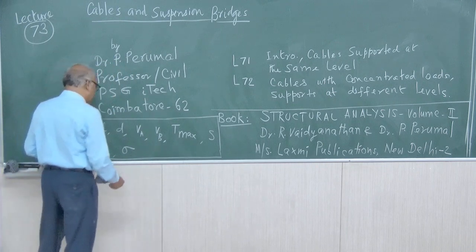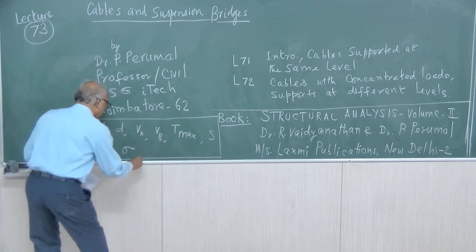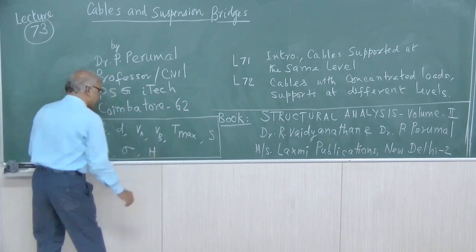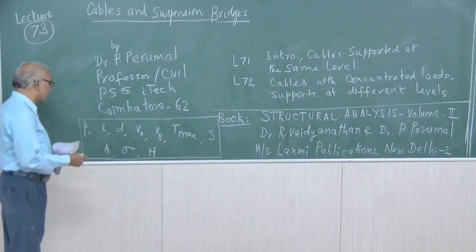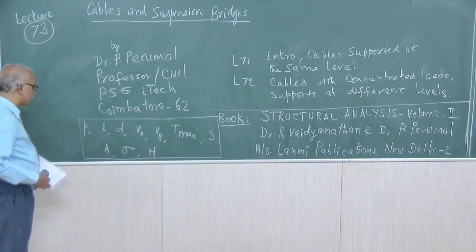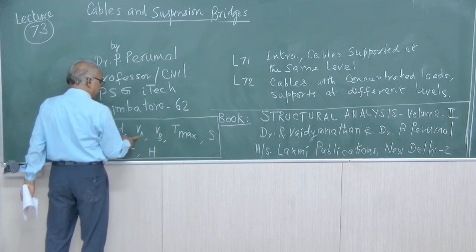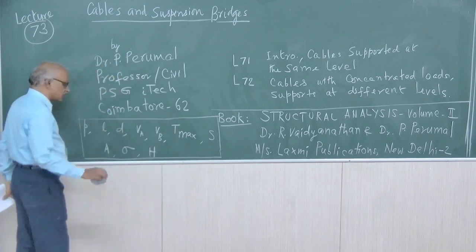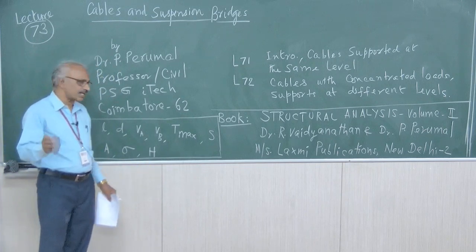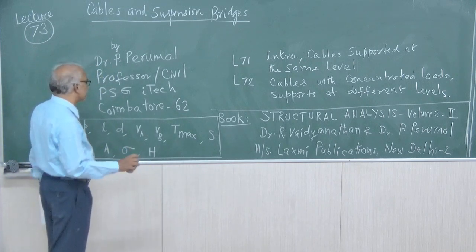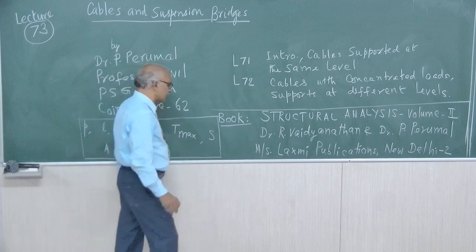The horizontal tension is another important parameter. So how do we find out the horizontal tension? Once you find out the horizontal tension, by knowing VA or VB, we can find out the value of T max. So this is where we stopped in the last lecture, and this is to summarize what we have discussed earlier.